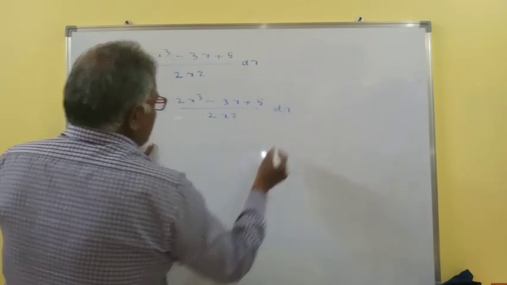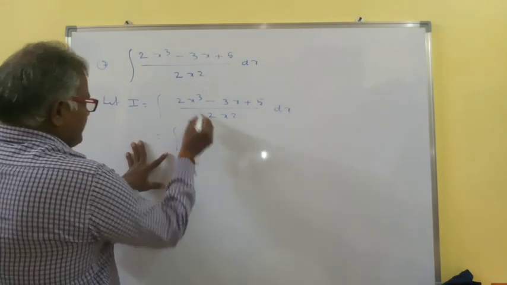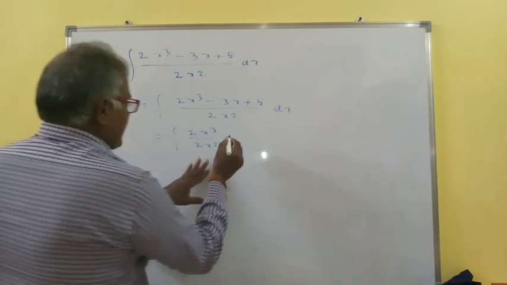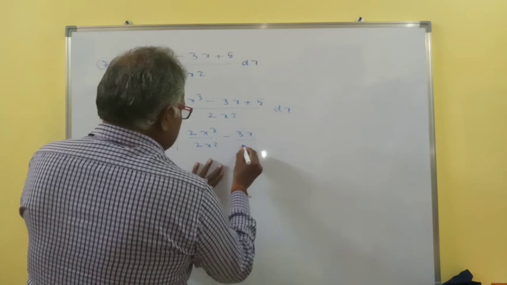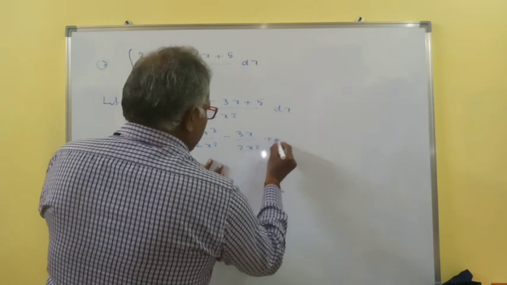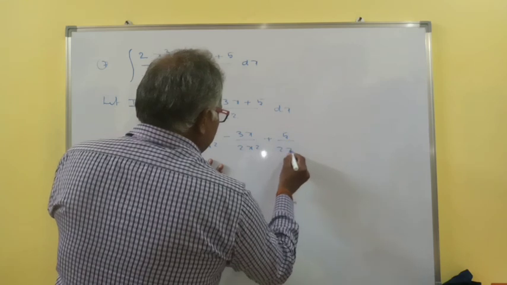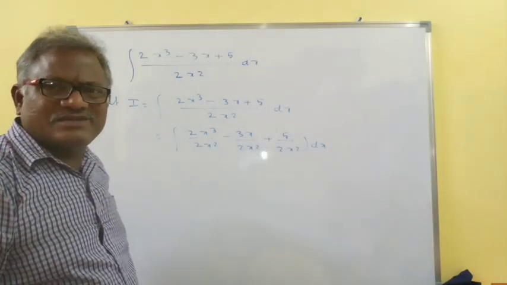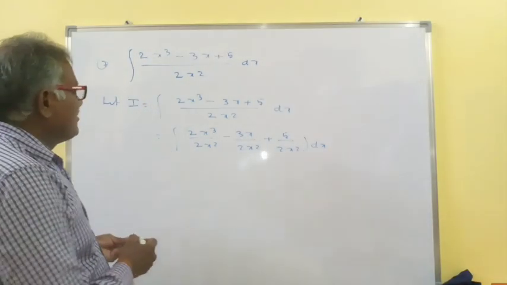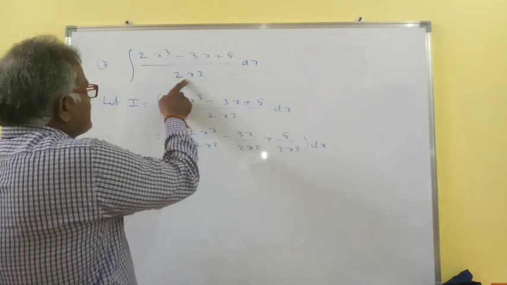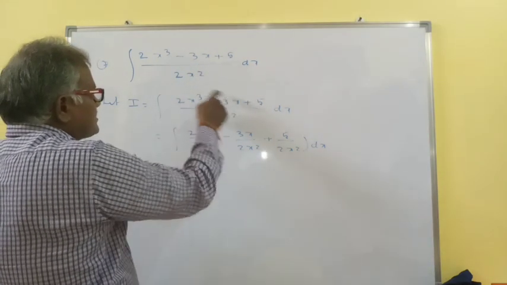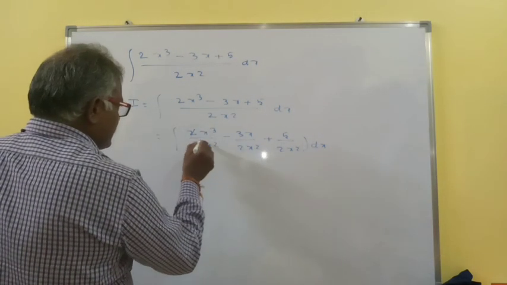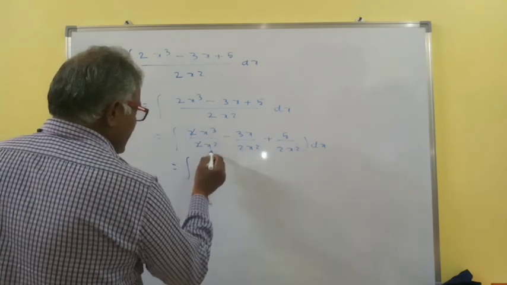Just you should simplify each and every term. Write separately 2x cube by 2x square, next minus 3x by 2x square, again 5 by 2x square, dx. Just separate all the terms. If you simplify this one, what will you get? Here 2 gets cancelled, so x cube by x square means x.